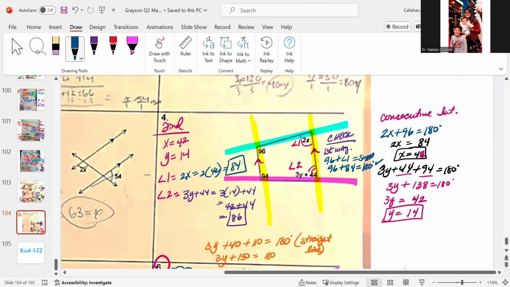Right? And you have to do 94 plus angle 2. What is angle 2? 86. So check. Right? That's the first one. What's the second one?